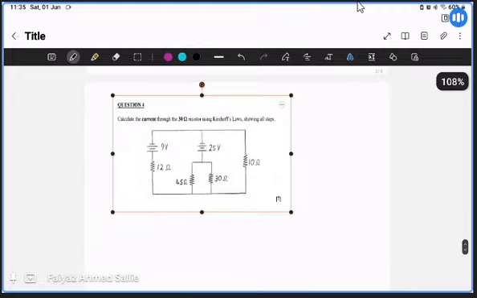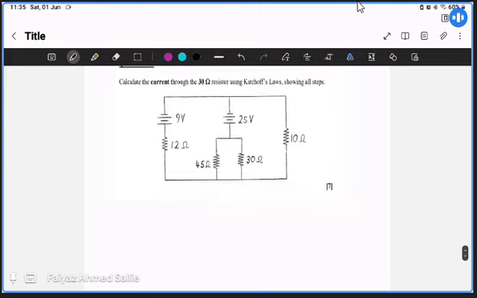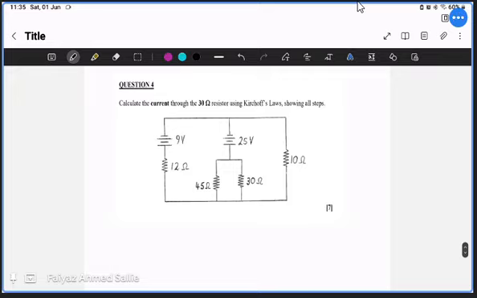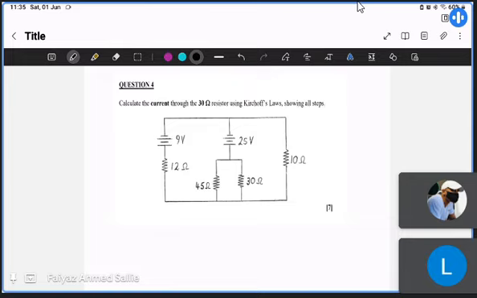Okay, so let's look at Kirchhoff's law. So what does Kirchhoff's law say? Does anyone want to answer, like try and explain what Kirchhoff's law is?